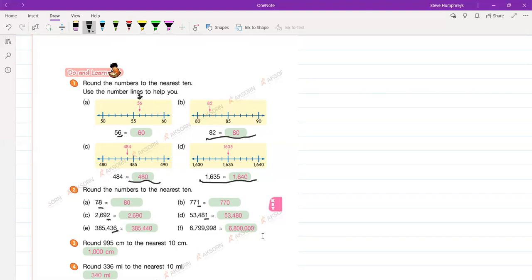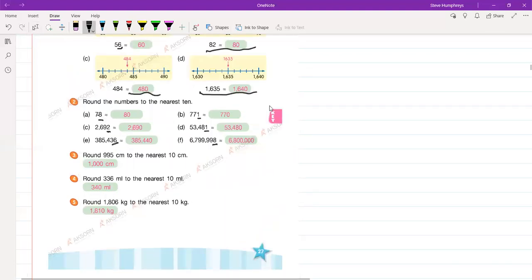2 digits, 3 digits, 4 digits, 5 digits, 6 digits, and a 7-digit number. 6,799,998. Okay? Just round it to the next 10. Okay? Number 3.